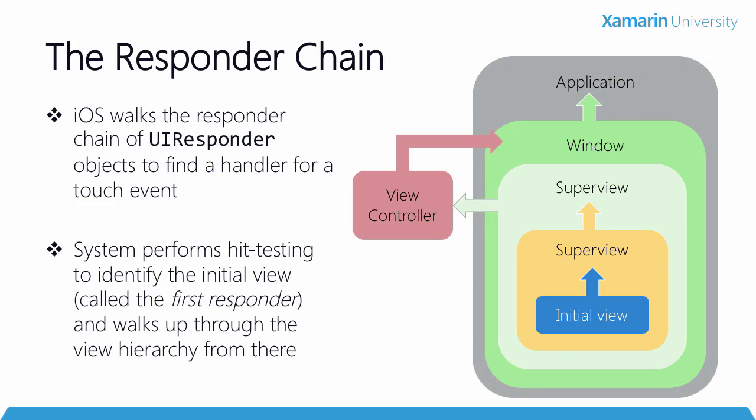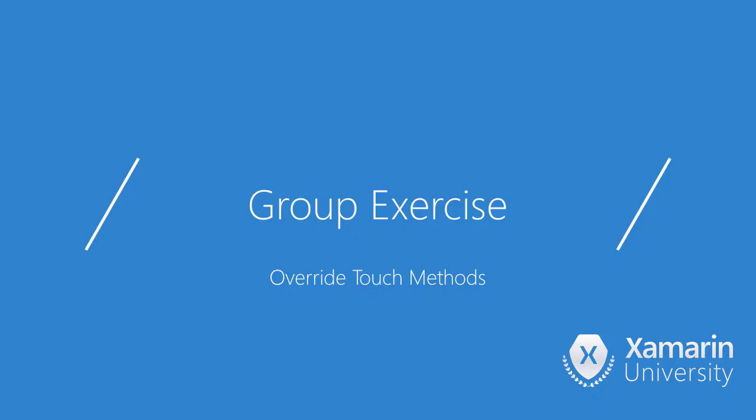Now, this discovery chain allows you to handle touch events at different levels. So directly on a view, on the view controller, on the window, or at the application level. Now it is most common to override the touch methods in the view controller. So let's give this a try in a group exercise. And we're going to override the touch methods.